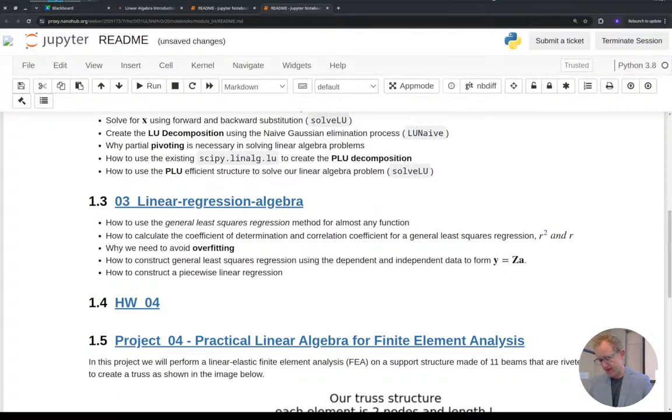And then we'll jump back into tying it back into module 2 with data processing. We can do linear regression, but now it's for any function. It doesn't just have to be straight lines or polynomial fits.